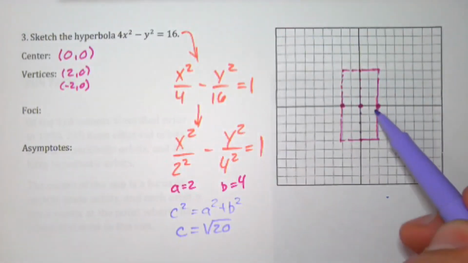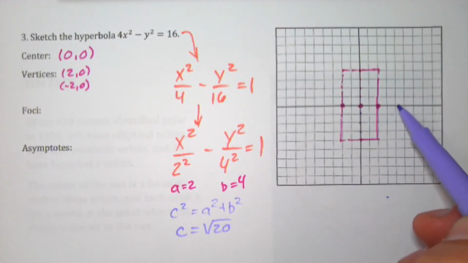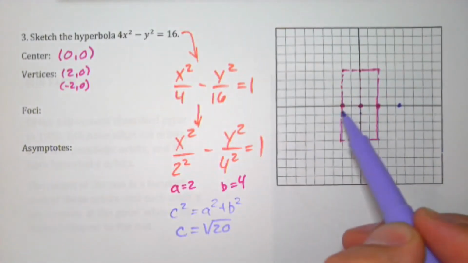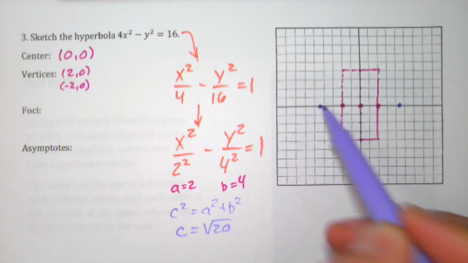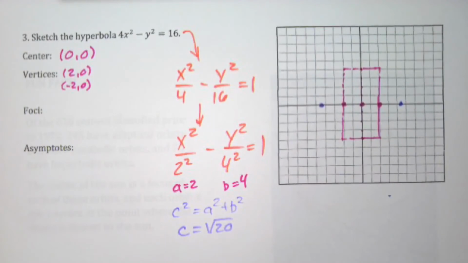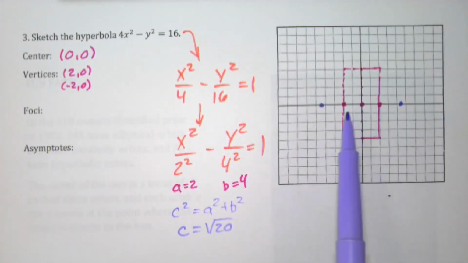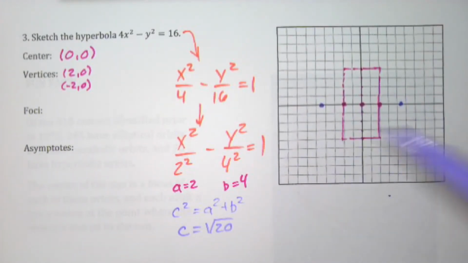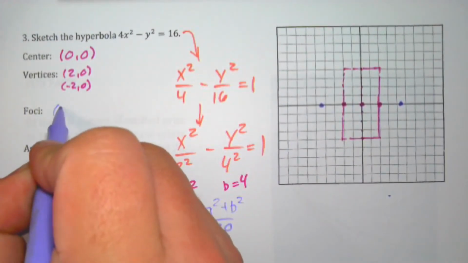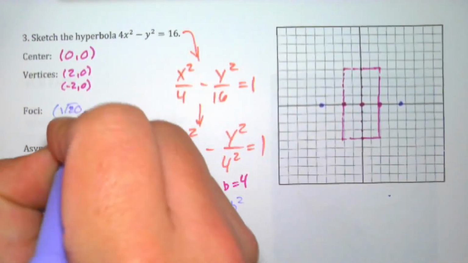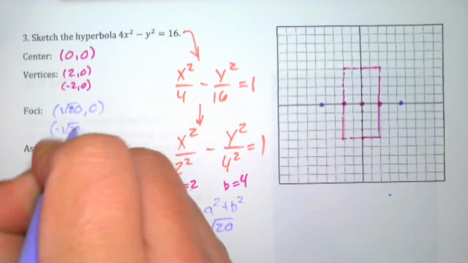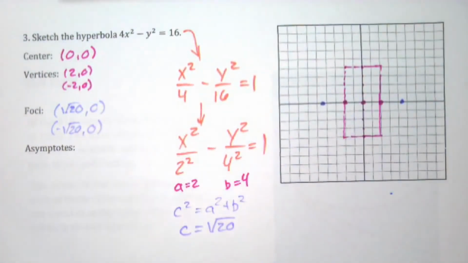So I'm going to go out. That's 1, 2, 3, 4, almost to 5. So I'll have one focus right there. And then similar on the other side, another focus right there. A reminder for the hyperbola, the vertex is kind of on the inside between the focus and the center. And that's not too bad. We can write down the points for that. It's going to be 0 out, positive root 20, and then 0 back, negative root 20. So we have our 2 ordered pairs for our foci.